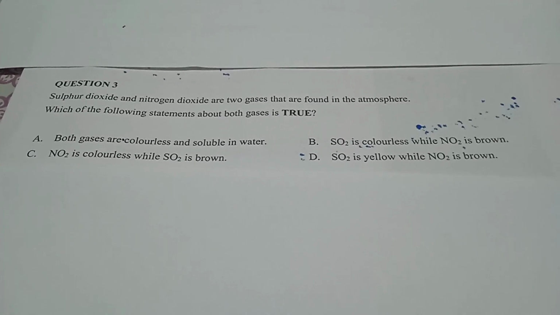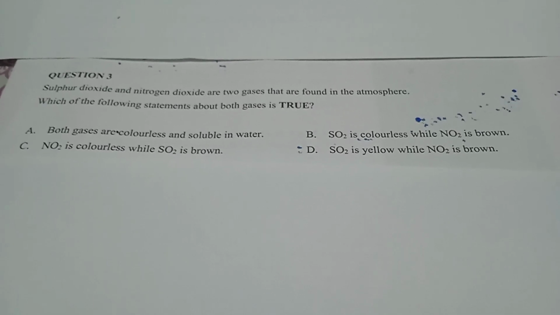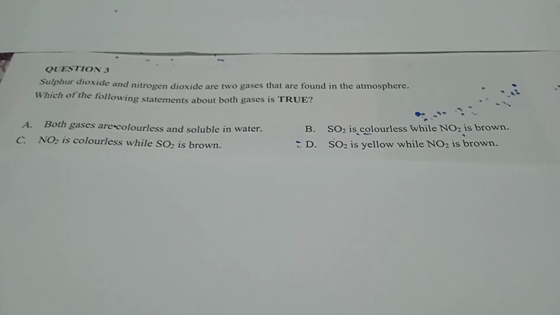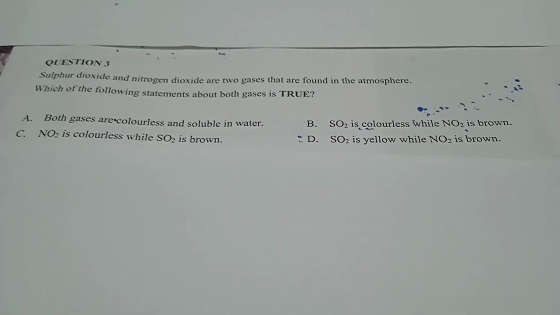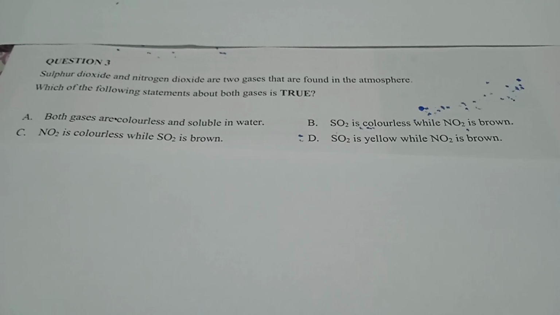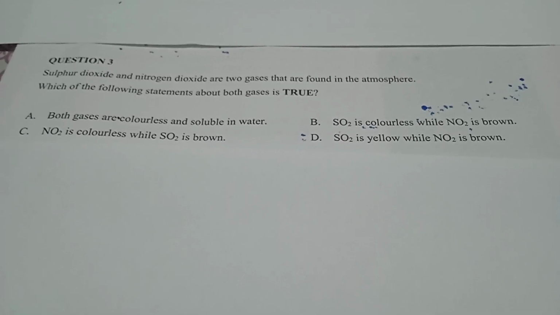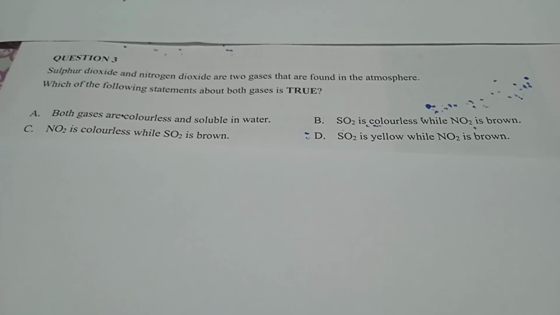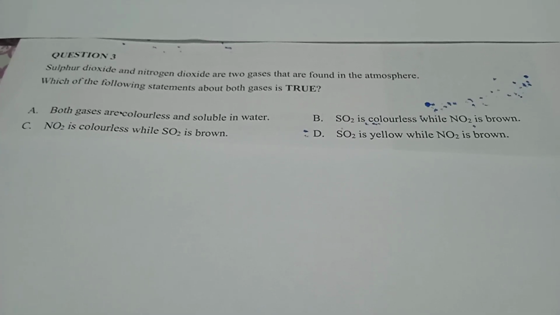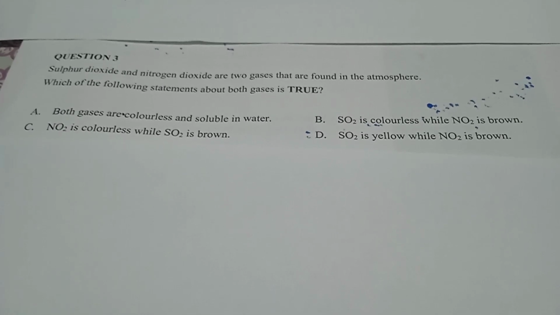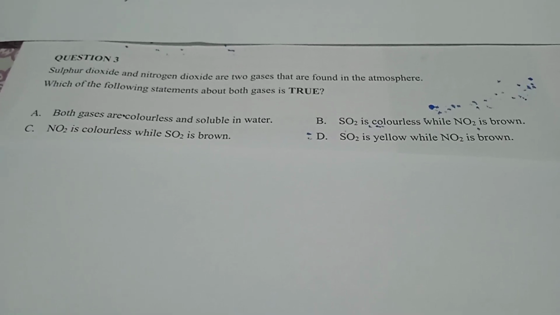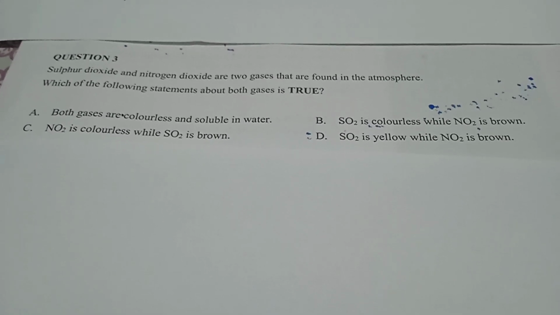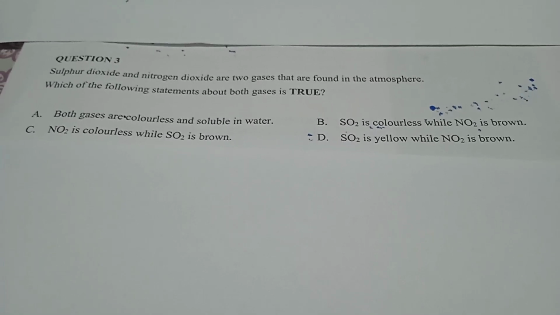Okay, for question number 3, I will read. Sulfur dioxide and nitrogen dioxide are two gases that are found in the atmosphere. Which of the following statements about both gases is true? For this one, they are asking about the properties of sulfur dioxide. If you look closely at the selective answers A, B, C, and D, you will see that most of them are actually the physical properties. They are talking about the colors, the solubility in water, and all this.